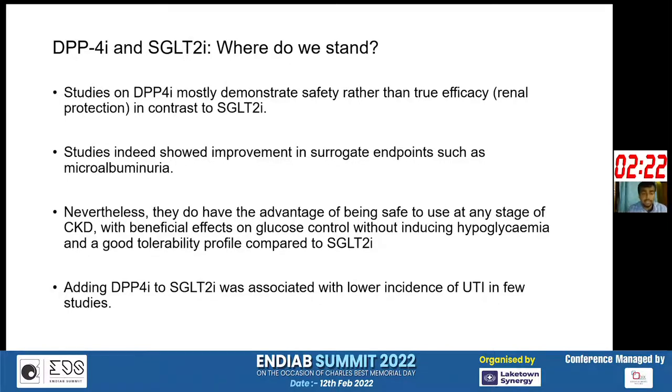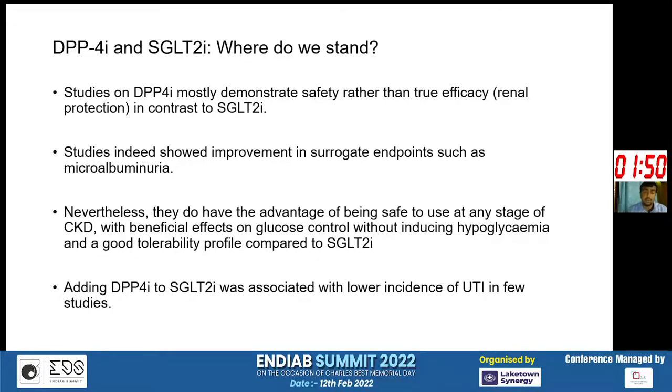However, it has to be kept in mind that SGLT2 inhibitors have some tolerability issues, particularly in elderly individuals. So DPP4 inhibitors have the edge over SGLT2 inhibitors, particularly in those patients, and they are safe to use at any stage of CKD, and they have beneficial effects on glucose control without inducing hypoglycemia or risk of postural hypotension or dehydration in elderly individuals.